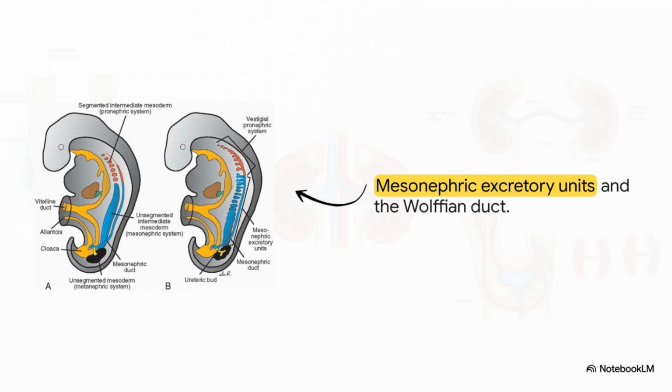So, as that first system vanishes, our second system starts forming further down the embryonic axis, right in the thoracic and lumbar regions. This is the mesonephros, and it's significantly larger than its predecessor. It features these really distinct mesonephric excretory units, think of them as early nephrons, and it develops its very own collecting structure, which we call the mesonephric or Wolffian duct. In the human embryo, this actually acts as a brief interim kidney during that early fetal period.